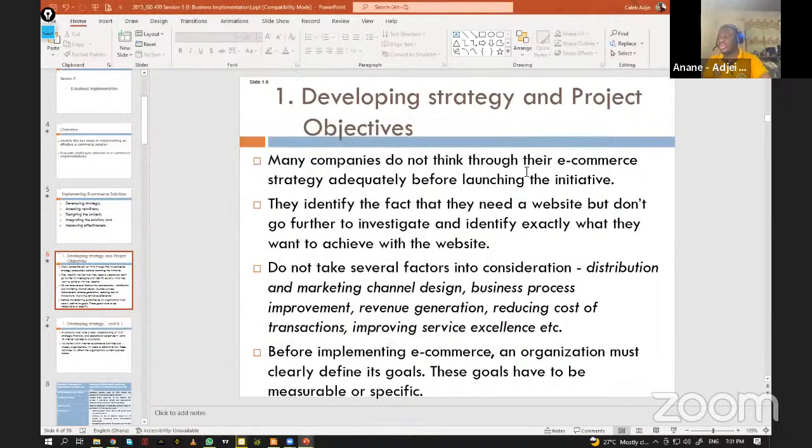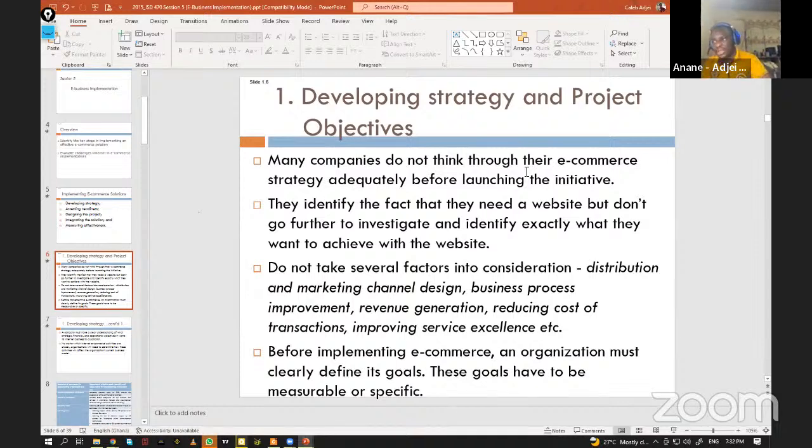Then also, they identify the fact that they need a website, but don't go further to investigate and to identify exactly what they would be achieving or what they will be doing with the website. They know that e-business runs on a web platform, which we'll be looking at some of them in our next unit, the infrastructure. So they know that they need a website, but they don't go further to ask or to investigate and identify exactly what they want to achieve with the website.